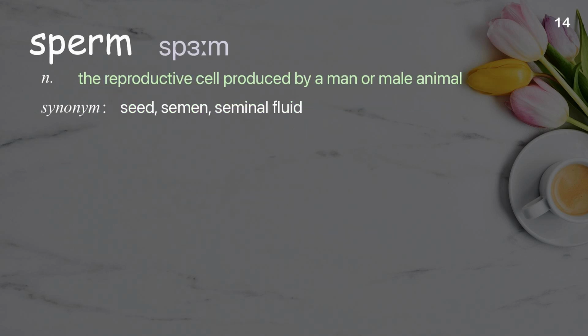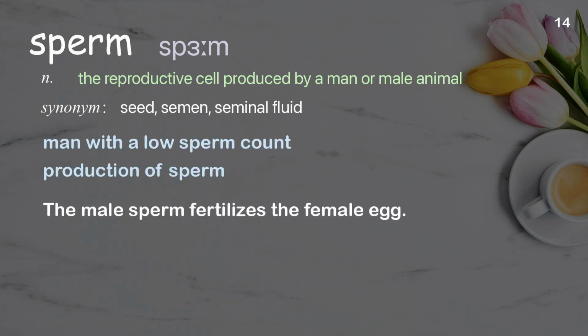Sperm. The reproductive cell produced by a man or male animal. Examples: Man with a low sperm count. Production of sperm. The male sperm fertilizes the female egg.